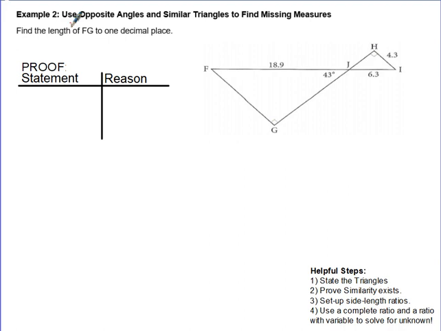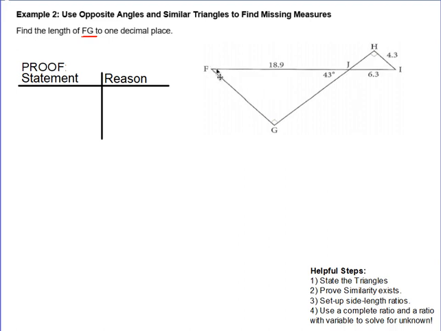So let's read this question. It says, find the length of side length FG. And we know this is a side length because it's 2 letters. So side length FG to 1 decimal place. So the first step in the helpful steps says state the triangles. So if we have a look at this diagram, there's two triangles.